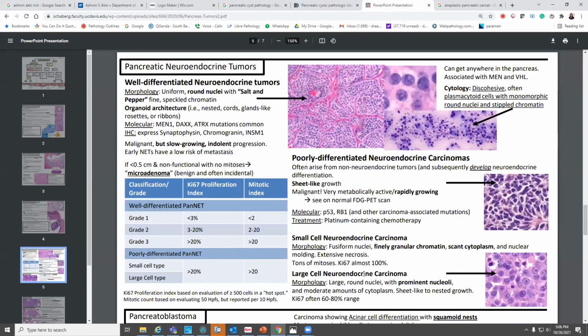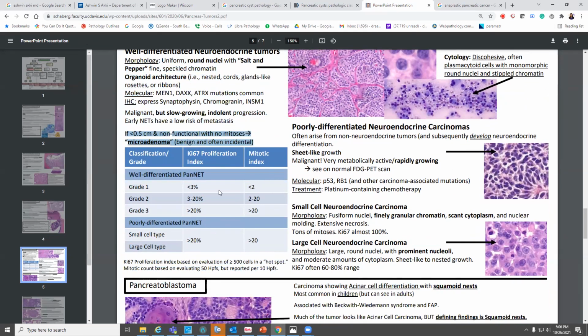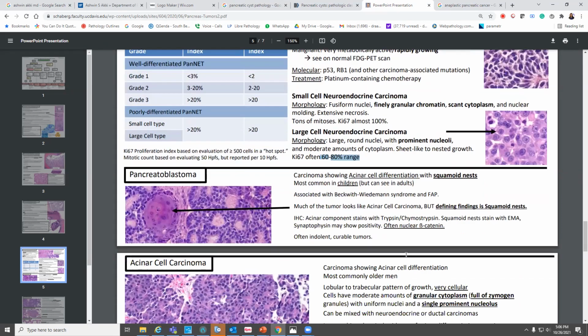Then coming to neuroendocrine, we don't need to read a lot about neuroendocrine. It will have organoid architecture, nested, cords, and everything. If less than 0.5, then it is a microadenoma. So that's one differential. Then grade 1, 2, 3, he mentioned all of this. The high-grade ones are the small cell and the large cell. Small cell will have finely granular, scant cytoplasm, and Ki67 is almost 100% for the small cell, and 60 to 80% for the large cell. So that's that.